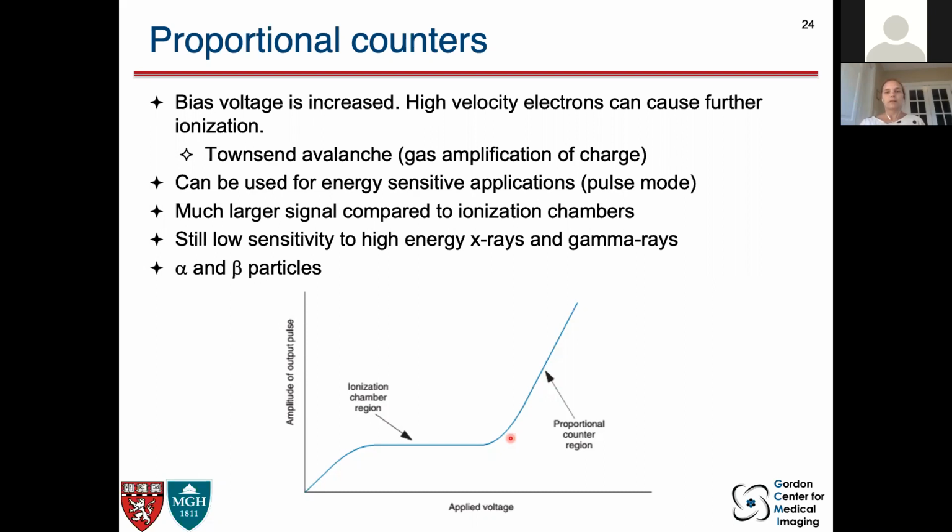If we increase the voltage, the signal is increased further because the probability of causing further ionization will increase with increased applied voltage and energy of the accelerated electrons. These types of detectors can have an amplification as high as a factor of 10 to the power of 6. So the signal in the proportional counter is higher than in the ionization chamber, and the signal is proportional to the amount of energy in the detector. So this can be used in pulse mode. It still has low sensitivity to higher energy radiation like X-rays and gammas, because we're still dealing with gas. We have low density and low effectiveness. But it can be used to detect alpha and beta particles that have shorter range compared to photons.